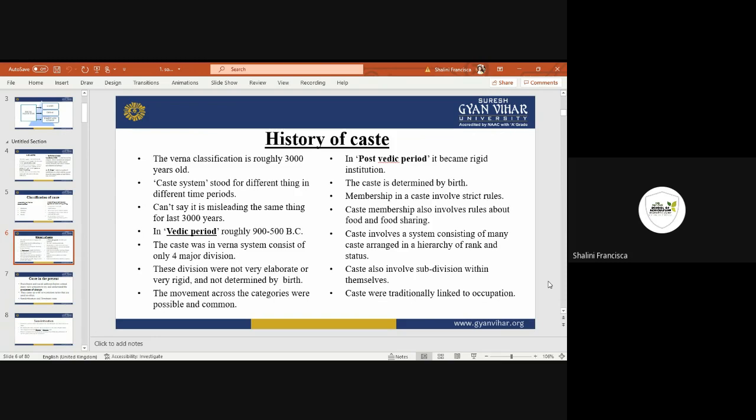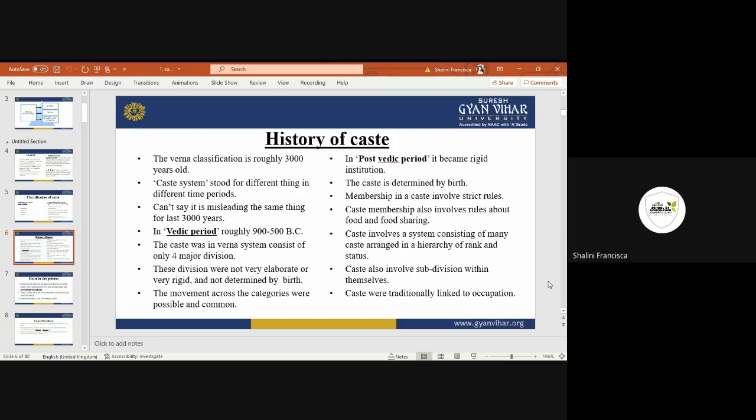Membership in the caste includes strict regulations. If you are following this, you have to follow it without questioning the society system. Caste membership also involves rules about food and food sharing.